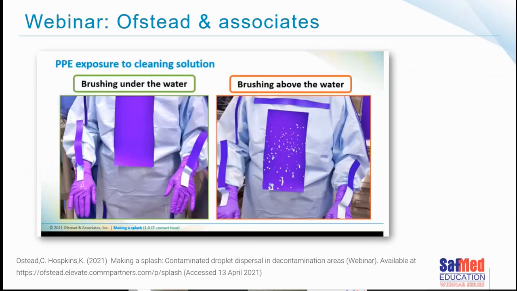Thankfully, she proved very well, I think, if you look at these two images, that brushing under the water generates far less splash than brushing above the water does. You can see the droplets all over the individual's chemical indicator attached to her PPE.